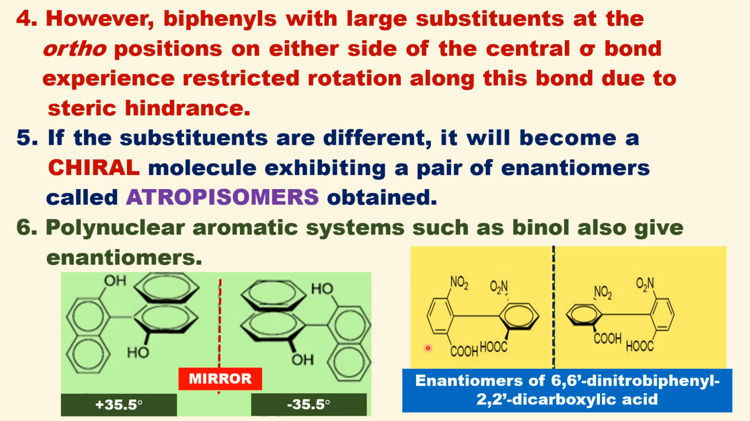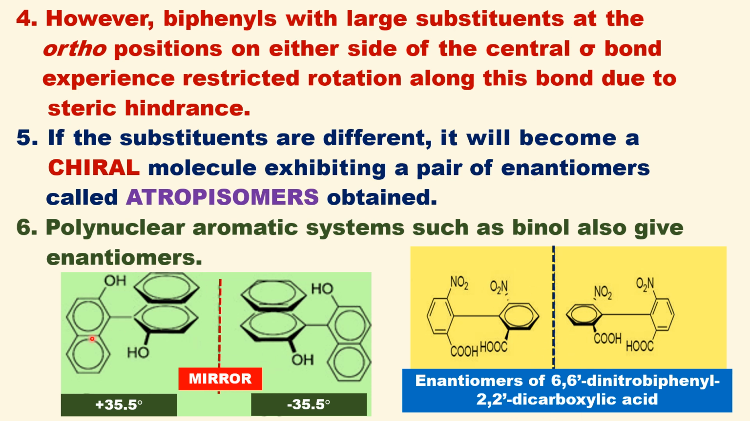If the substituents are different, as you see here, nitro group and carboxylic acid group, then it becomes a chiral molecule exhibiting a pair of enantiomers called atropisomers. Here there are two enantiomers. Numbering 1, 2, 3, 4, 5, 6, this is 6,6' dinitrobiphenyl-2,2' dicarboxylic acid. There are two enantiomers due to atropisomerism.